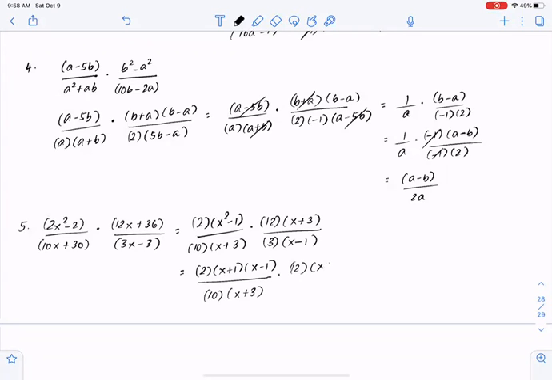Numerator, 12 times x plus 3 divided by 3 times x minus 1. I can cancel out the x minus 1. I can cancel out the x plus 3. 3 goes into 12 4 times. 2 goes into 10 5 times. So 4 over 5 times x plus 1.